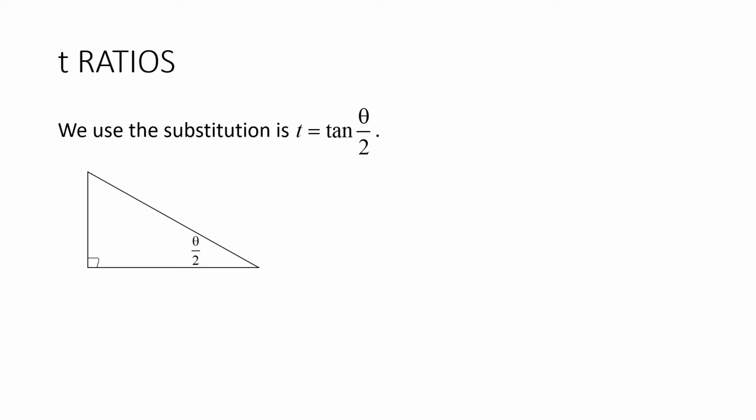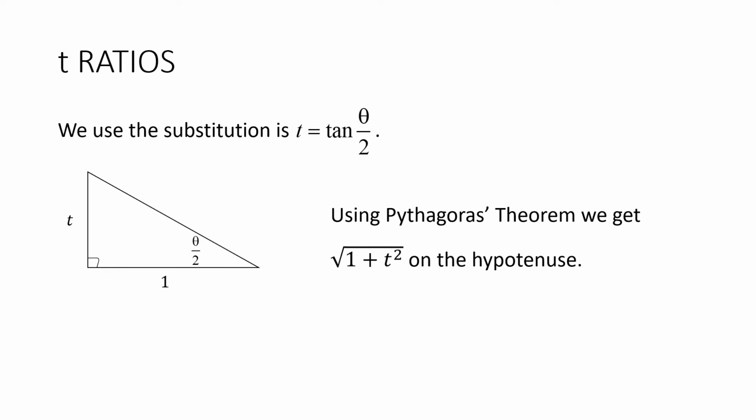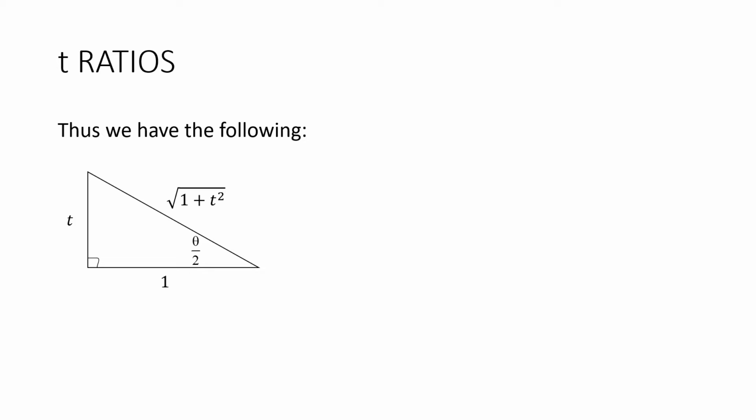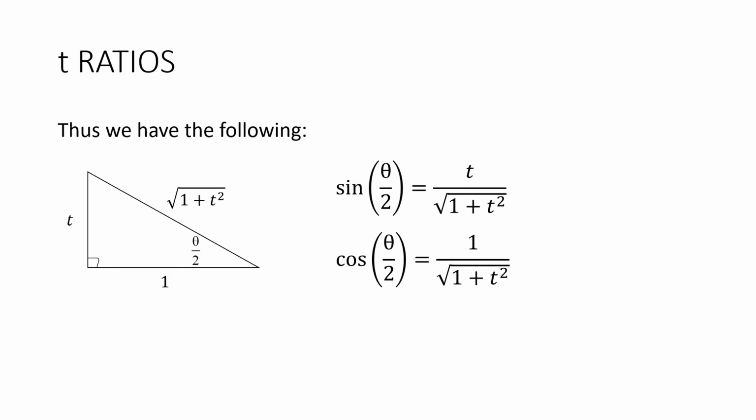The substitution comes from this, t equals tan theta on 2. And if we use this triangle here, and make theta on 2 the angle, then this side would be t and this side would be 1. Using Pythagoras' theorem, we get the square root of 1 plus t squared on the hypotenuse. Thus we have the following. Sin theta on 2 is equal to t on the square root of 1 plus t squared, and cos theta on 2 will equal 1 over the square root of 1 plus t squared.